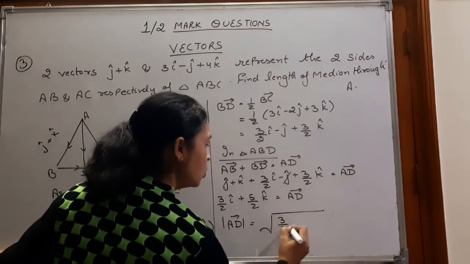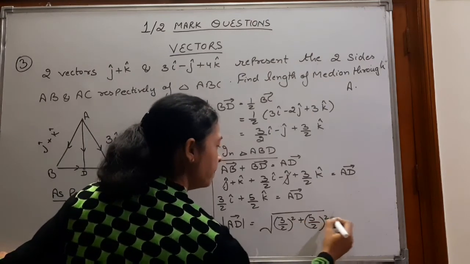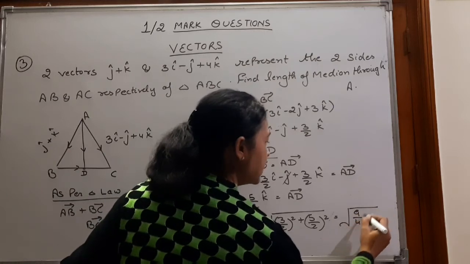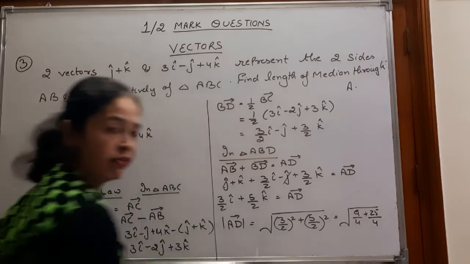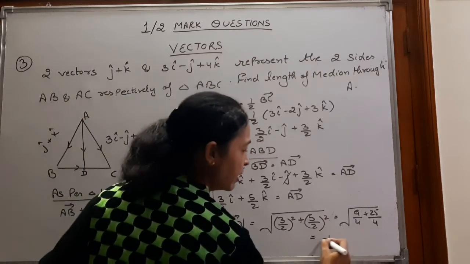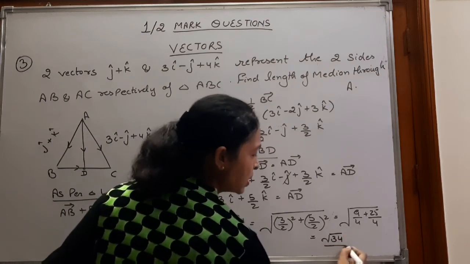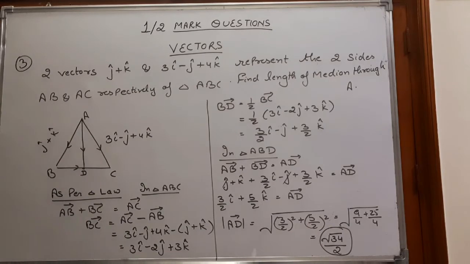Under root, 3 by 2 whole square plus 5 by 2 whole square, that is 9 by 4 plus 25 by 4. 25 plus 9 is 34, by 4, under root, so root 34 by 2. This is the length of median AD.